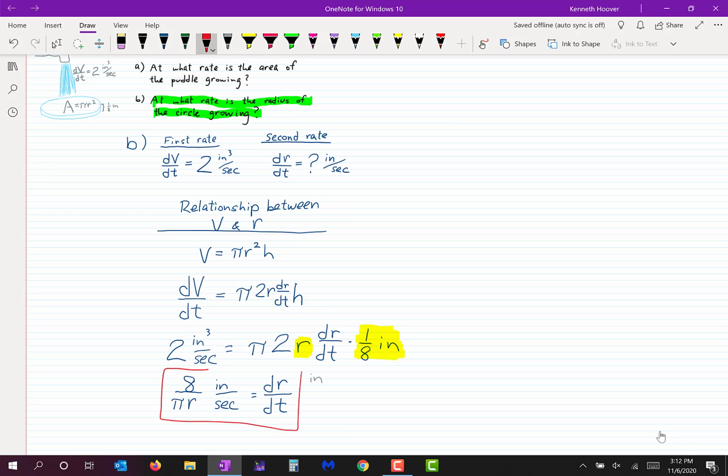The radius of the circle is growing at that rate. 8 divided by pi times whatever the radius is. Inches per second. Okay? If you wanted to know how fast the radius is growing, you would have to measure the radius at that moment of time and see how big it is, and then you could plug that number in right here, and then you would be able to calculate how fast the radius is growing.